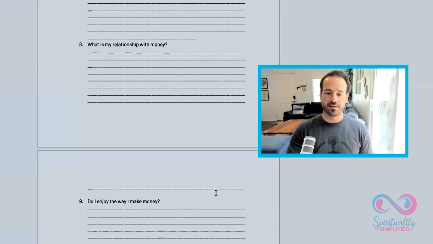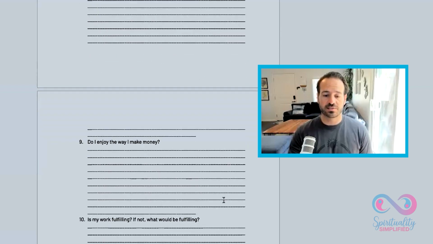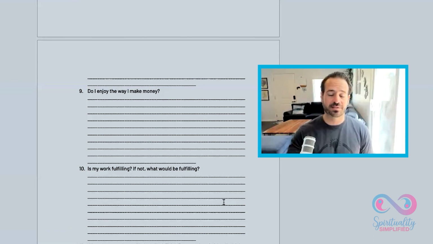And then finally, in the last category of work, what is my relationship with money? This is a big one. Diving into your limiting beliefs or potential limiting beliefs with money is an absolutely fantastic way to integrate for so many of us. Next, do I enjoy the way I make money? Because oftentimes, if you're in a high-powered position and you're making a good salary, but it's not in alignment, we stay there because it's out of fear, right? So these prompts can really help unveil some truths.